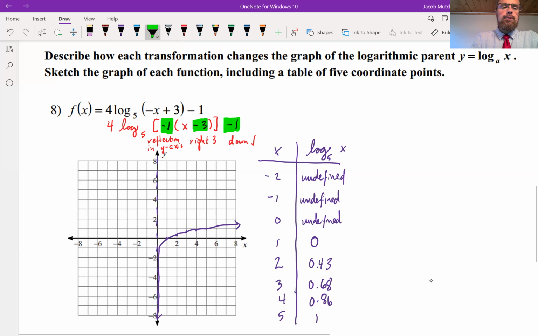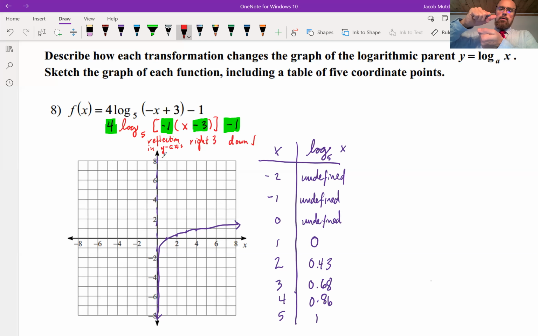And then the last prediction is this 4. And that's like what we saw with our half. And so with the half multiplier in the first example, that compressed the graph. The 4 is above 1. So what that says to me is that this will also be a vertical change, but it's a vertical stretch. The graph should get stretched out vertically by a factor of 4. So those are my predictions.